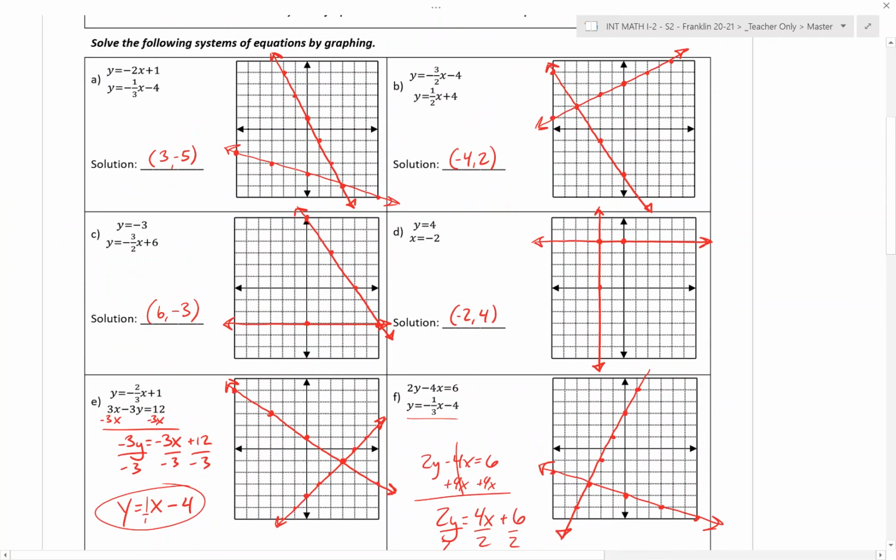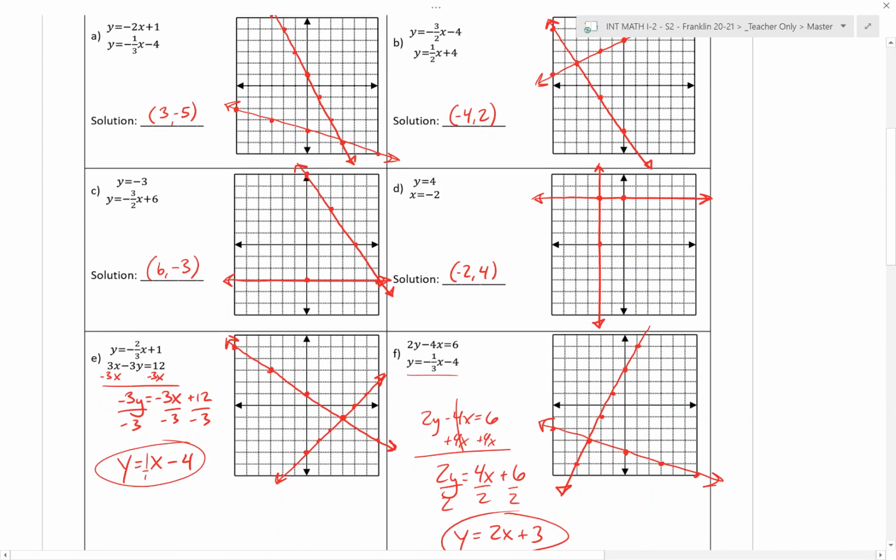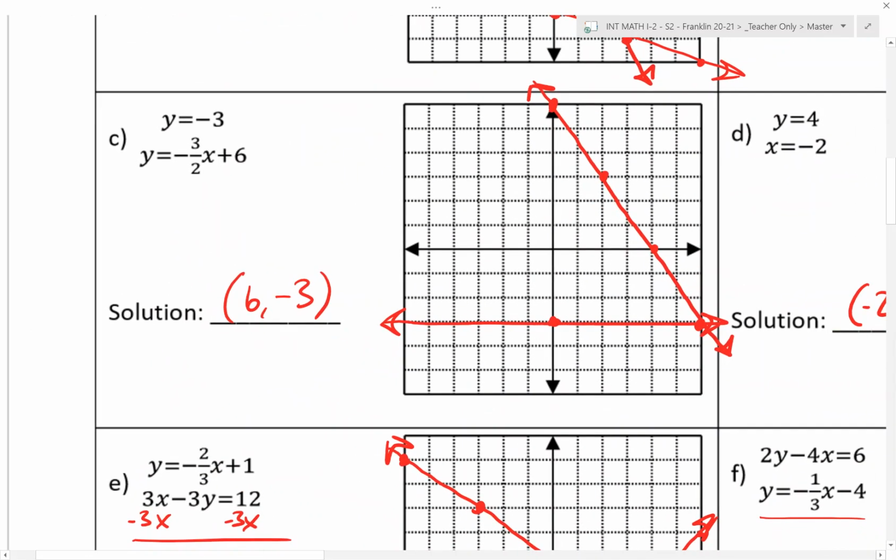Okay, so there you have it. The idea, remember, is to just graph both lines on the same coordinate plane and then find the point where they cross, and that is the solution to the system. And if you want to check your work, just plug in the x value here for all the x's and the y value for all the y's, and make sure that those numbers make the two equations true.